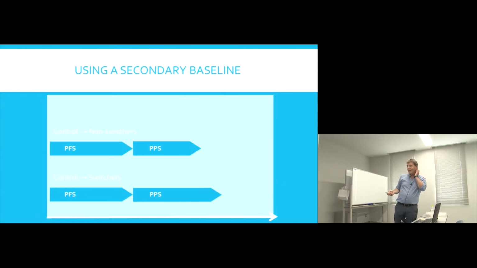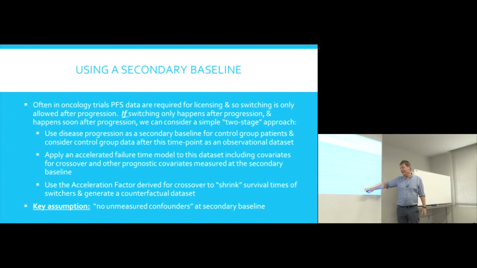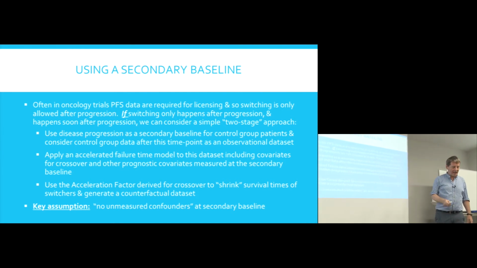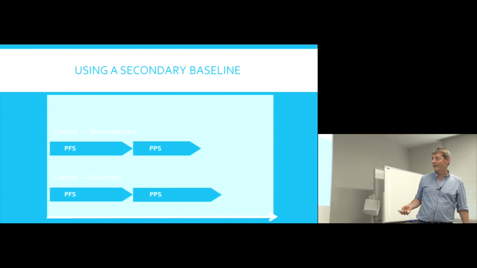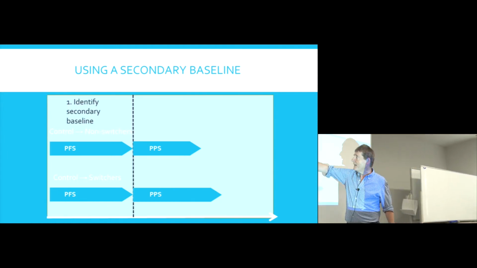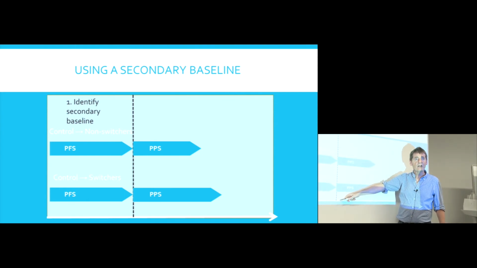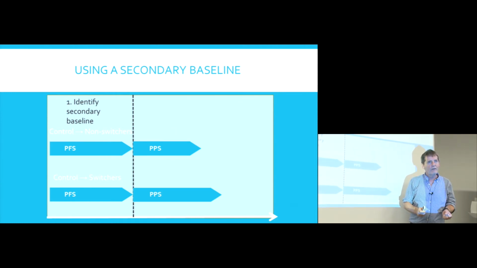It makes a particular assumption. All these methods make assumptions. The key assumption is that there are no unmeasured confounders at the secondary baseline. What does that mean? Well, here's the secondary baseline. What this model needs is that we need to be able to control for any differences between the two groups, between switchers and non-switchers.